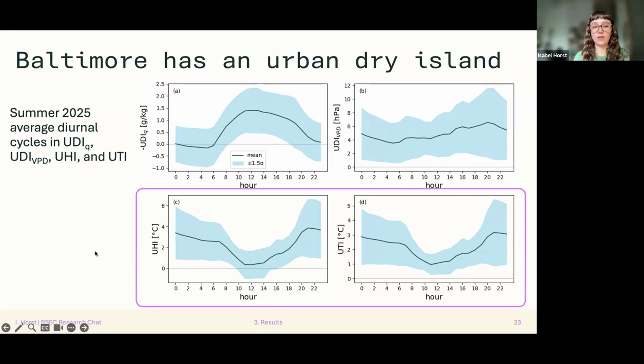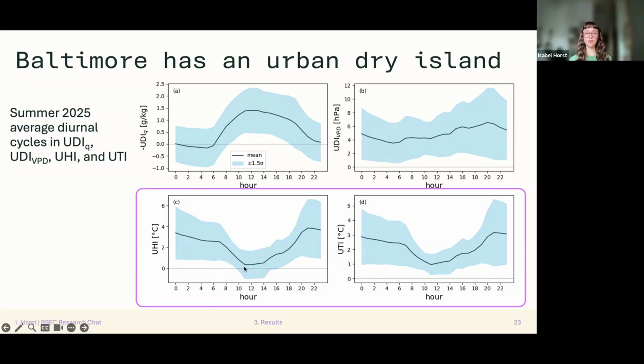And then looking at the urban heat island and urban temperature island diurnal cycles, we see the expected behavior where the urban temperature island and urban heat island are greatest at night and then dip down during the day. But if you squint and look closely, you might notice that the urban heat island during the middle of the day gets closer to 0 than the urban temperature island does. And this is because of the influence from the absolute urban dry island.